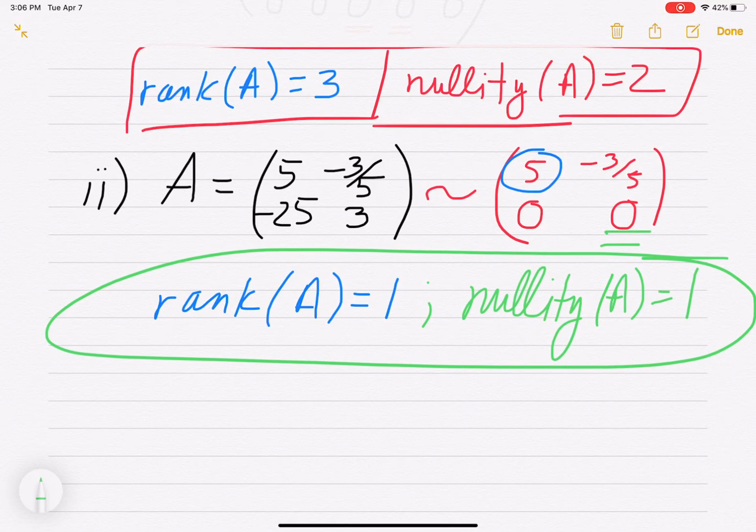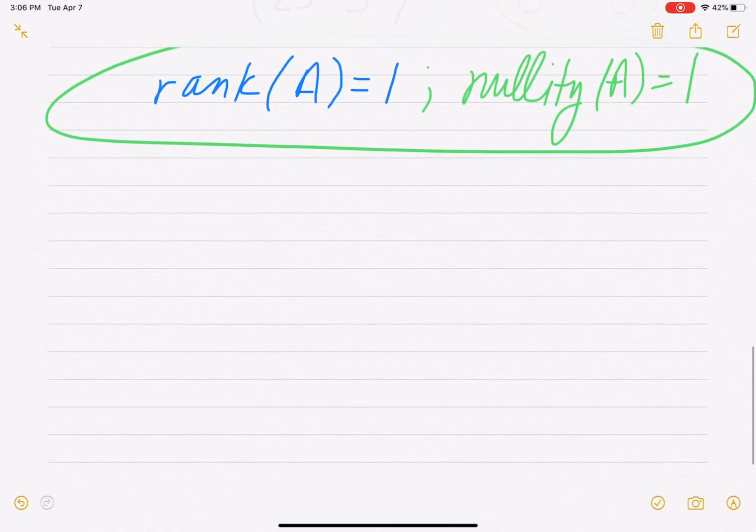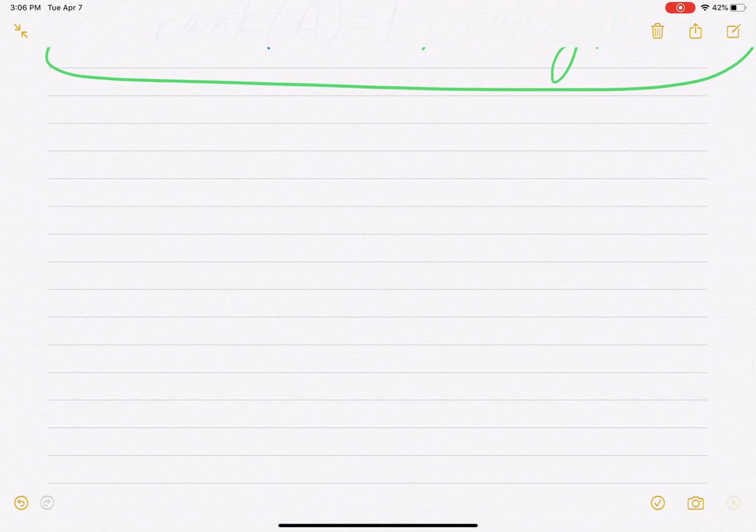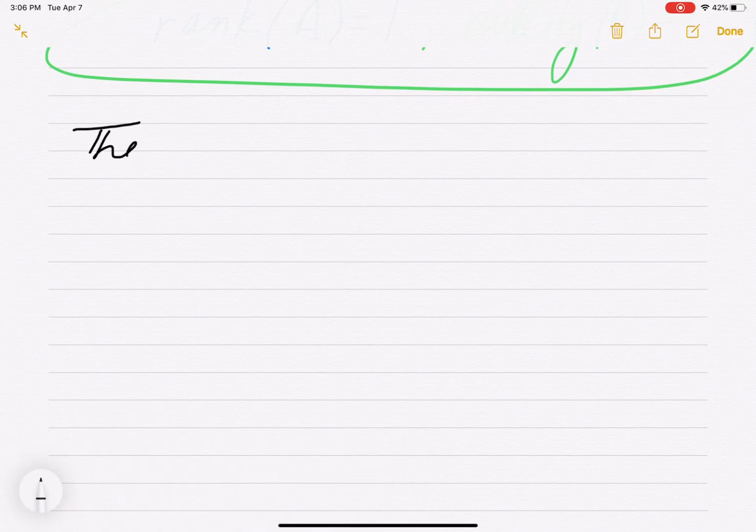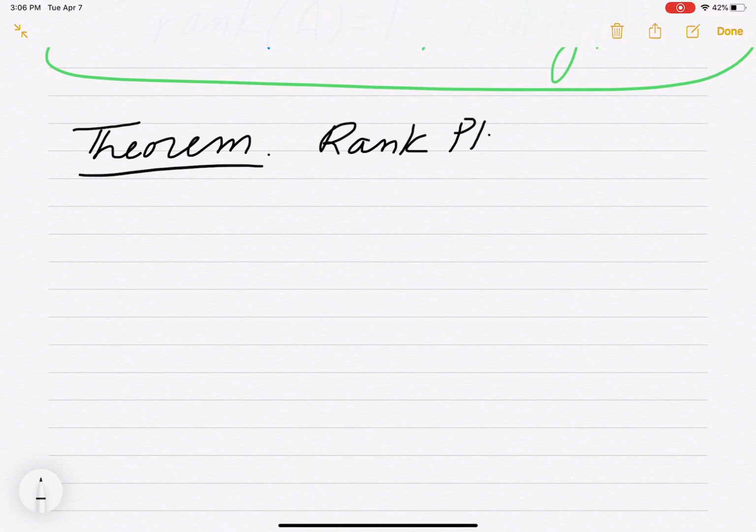Rank and nullity. All right. So a really big result. So I'm now fully in section 4.6. A really big result that shows up in linear algebra is called the rank plus the nullity theorem. Our book calls it the rank theorem. I'm going to call it the rank plus nullity theorem.